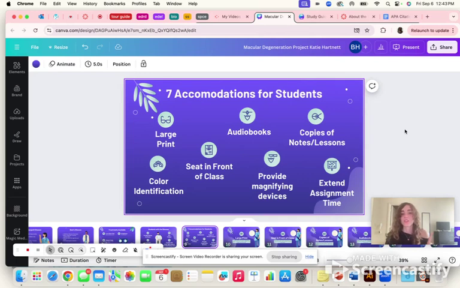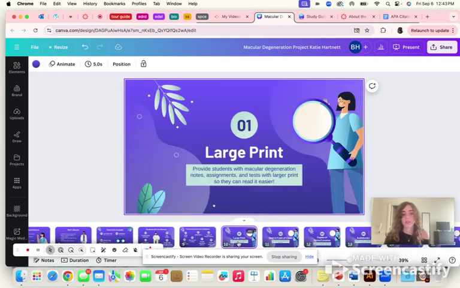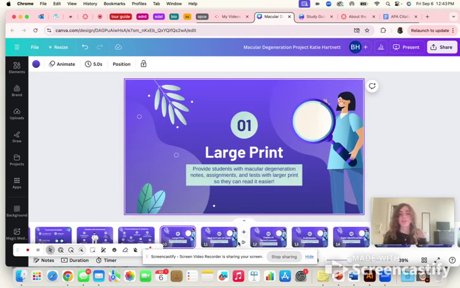So you can use large print, color identification, seating students in front of the class, utilizing audiobooks, providing magnifying devices, providing copies of notes and lessons, and extending assignment times. So the first one I want to talk about is large print.